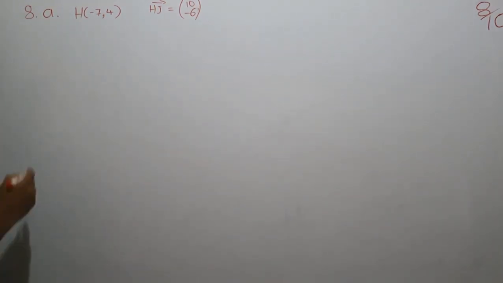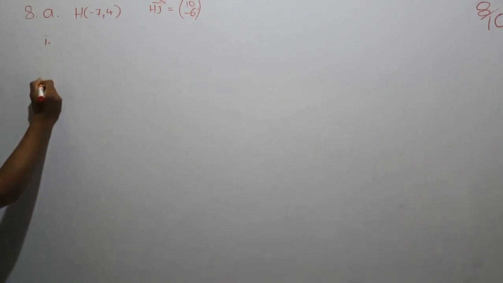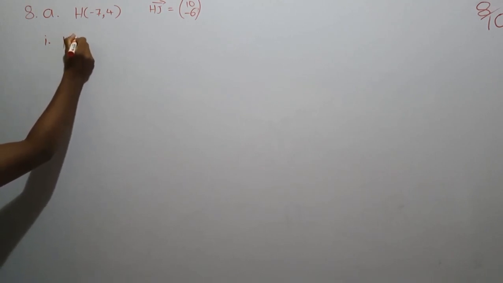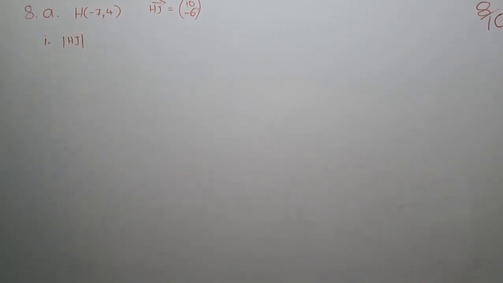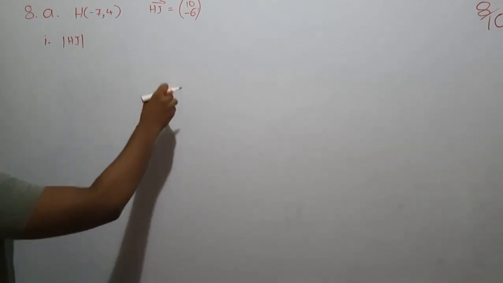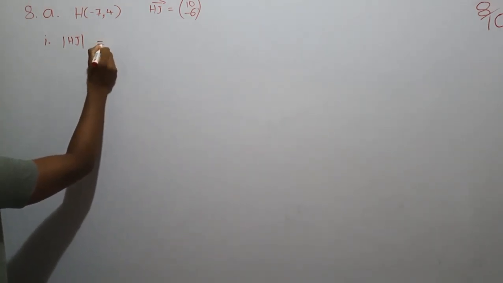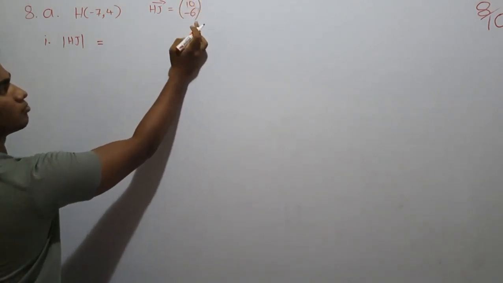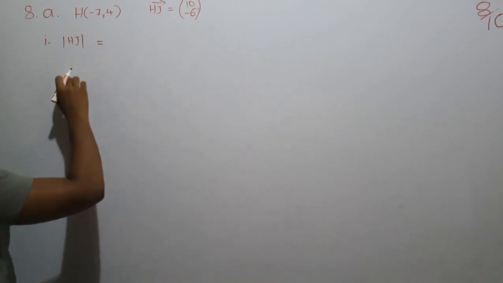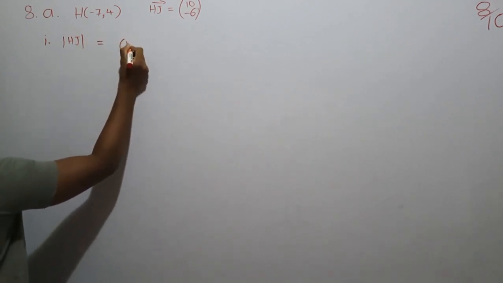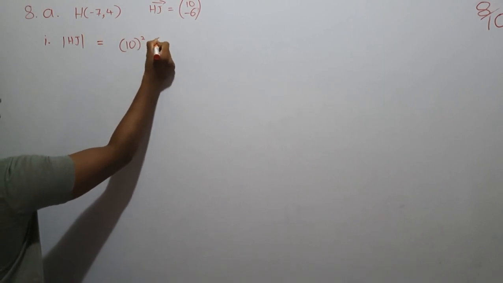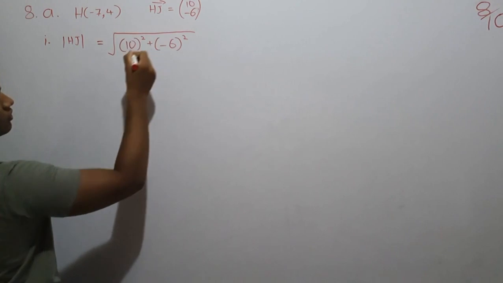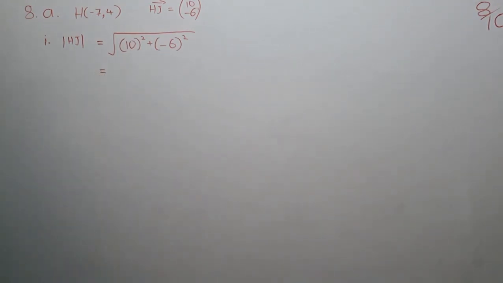Calculate Roman numeral 1, the magnitude of HJ. What they ask is the magnitude. So to calculate the magnitude, something like the Pythagoras theorem is happening here. So 10 squared plus minus 6 squared, whole thing square root. So this is how to calculate the magnitude.